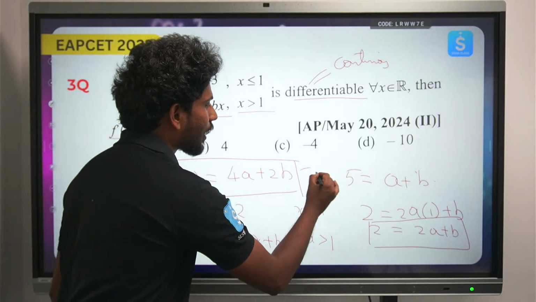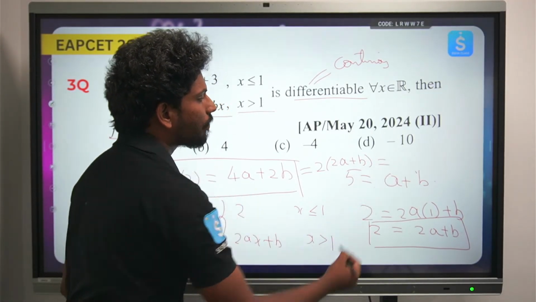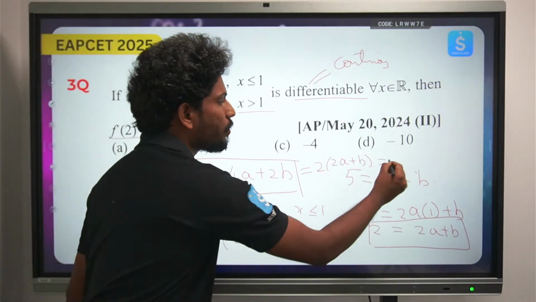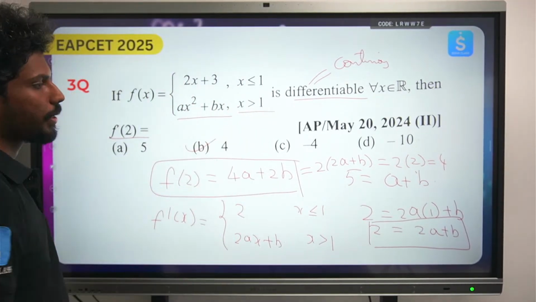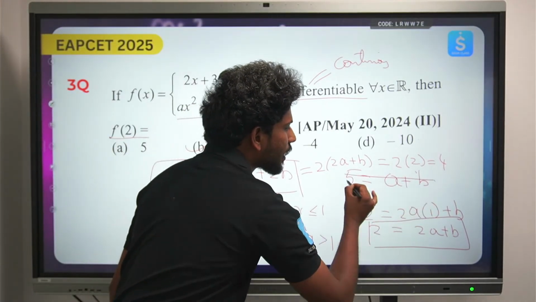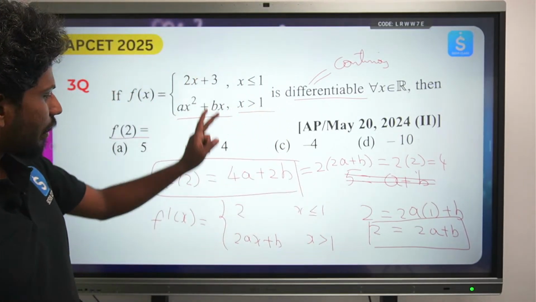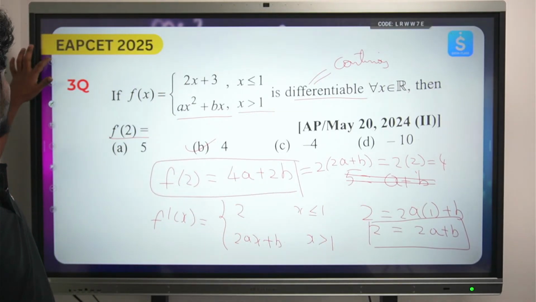So this I can write it as 2 times of 2a plus b, but I already have the value of 2a plus b as 2, so 2 into 2, answer is 4, option is B. Okay, simple condition. You don't even have to use this condition, right? Simply derive it, equate it and then finally get the answer, right? So this is the third question.